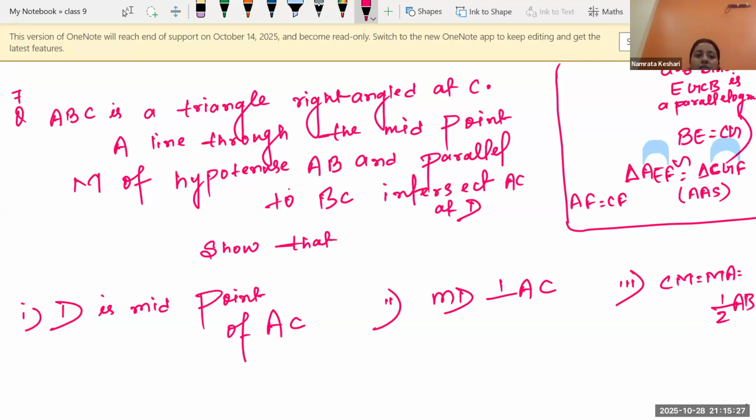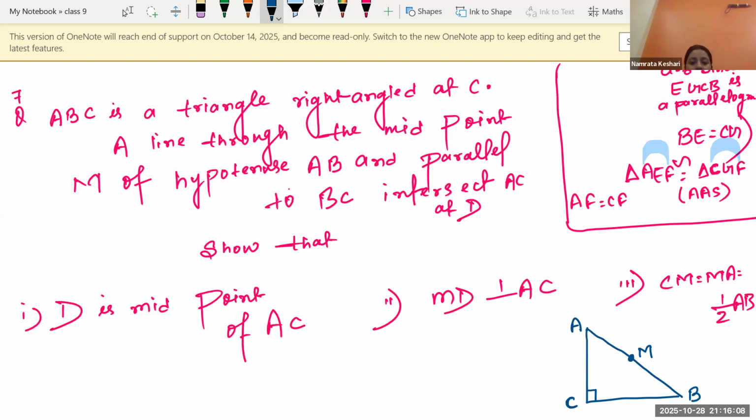Okay, let's see what the question says. ABC is a triangle, right angle at C. That means I need to draw a right angle triangle ABC, which is right angle at C. The midpoint M is there for the hypotenuse. A line through the midpoint M of hypotenuse AB and parallel to BC.